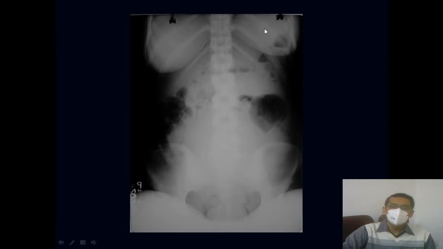Any air fluid level seen in the left hypochondrium, we anatomically correlate that it most likely would be present in the stomach, because the stomach is one of the most common places where you would expect to see an air fluid level, just because of the huge capacity of the stomach. There will always be some air in the stomach. It usually cannot be completely fluid distended. Okay.